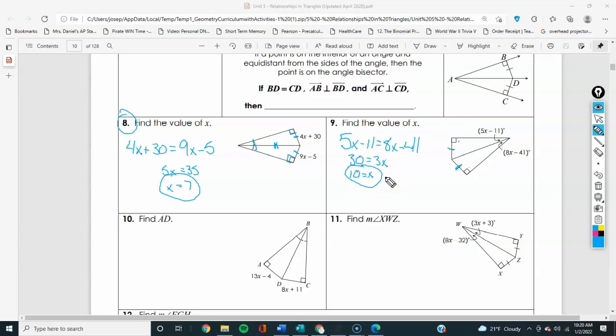I hope you guys are starting to realize that's a common theme in geometry.